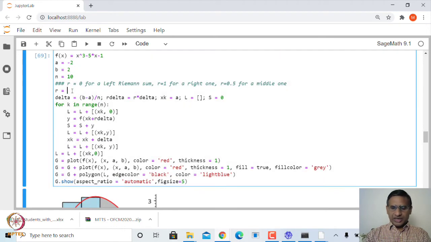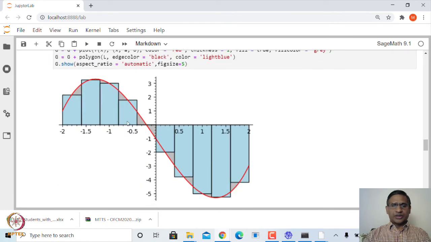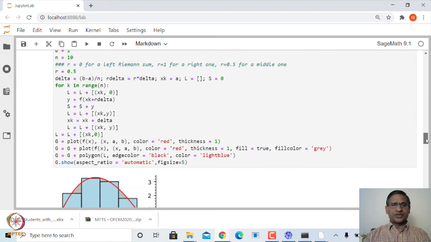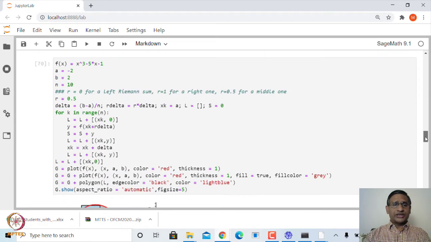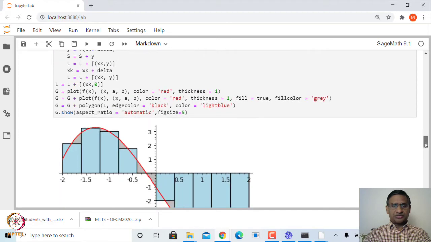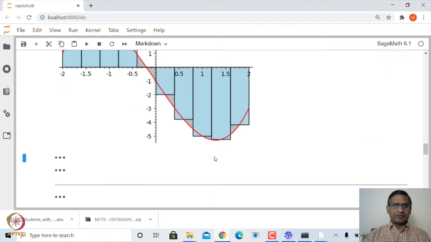You can also take the midpoint. For example, if I take r is equal to 0.5, it will give you rectangles whose height is the value of the function at the midpoint of each interval. This is what is called the midpoint Riemann sum. And as you increase the number of sub intervals, you will get closer to the actual area, right.